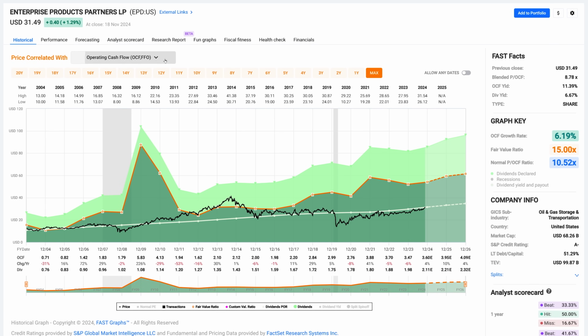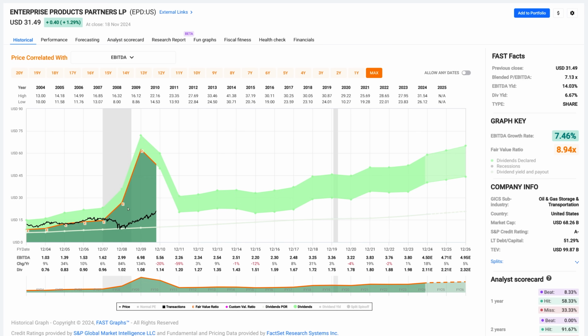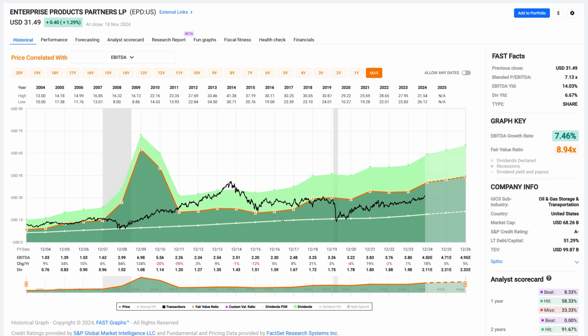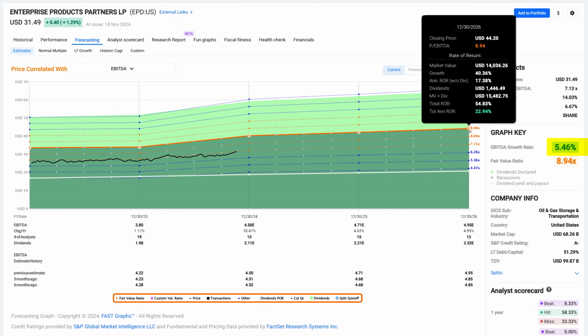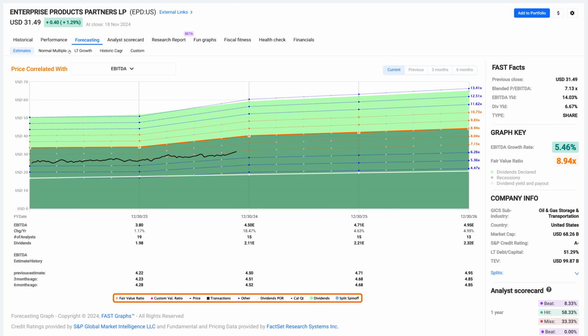increased. From a valuation perspective, I like to look at these MLPs looking at EBITDA. And from an EBITDA point of view, Enterprise Products looks undervalued, let's put it that way. And analysts are expecting a 5.5% growth in EBITDA at a 9 times EBITDA fair value. That would be about a 22% annualized rate of return with a 6.67% dividend yield.